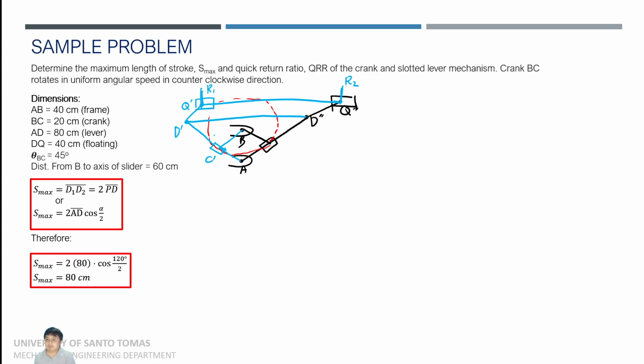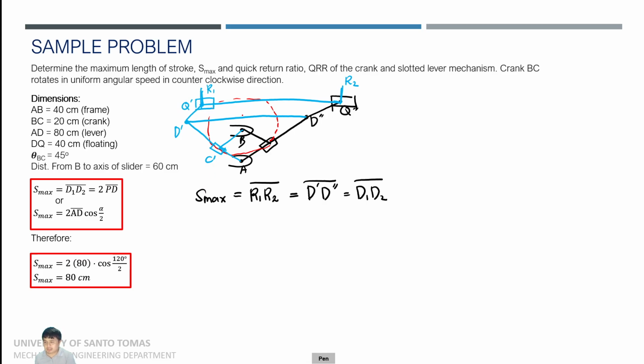So if we know R1, the length of the stroke X max is just the length of the line R1 to R2, which is also the same as D prime to D double prime. For the textbook, you can use D1 and D2. There are alternative notations to this. What we can do is we can actually have this.